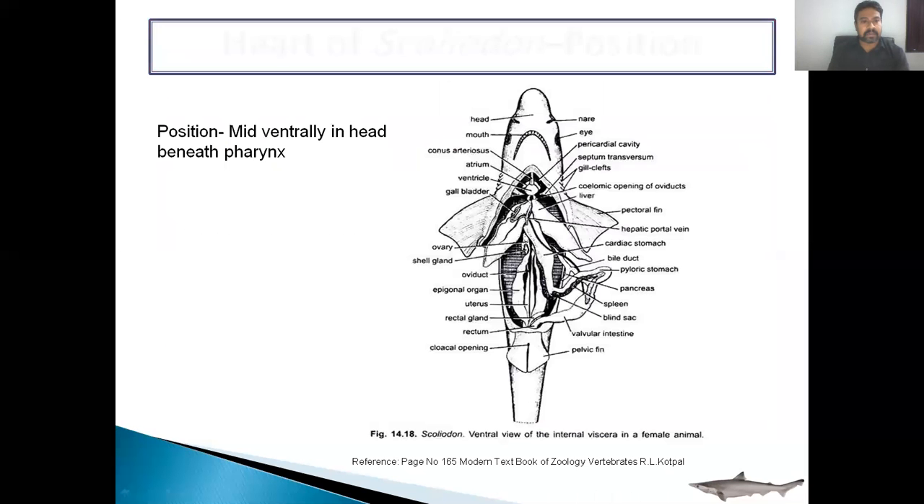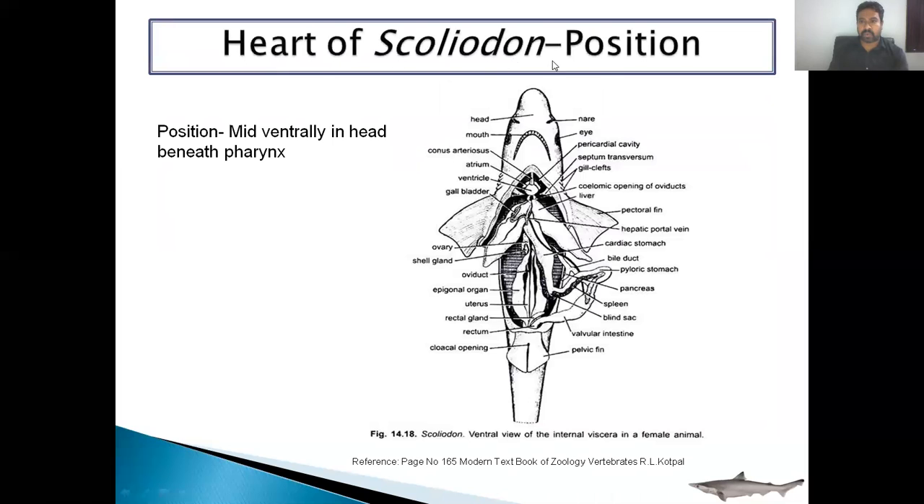If we study the position of the heart in Scoliodon, it is mid-ventrally in the head, in the pharynx region. By this diagram, we can understand the position of the heart. This is the pharynx region, identified by the presence of gill slits, and beneath the pharynx region the heart is situated, supported by the coracoid cartilage. It is the cartilage of the pectoral girdle.